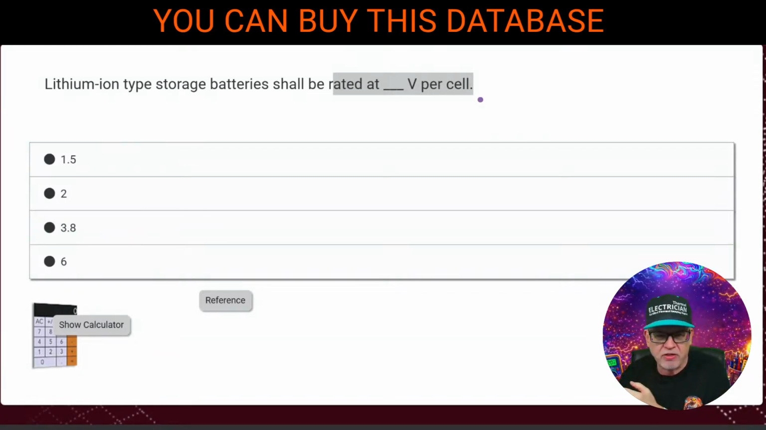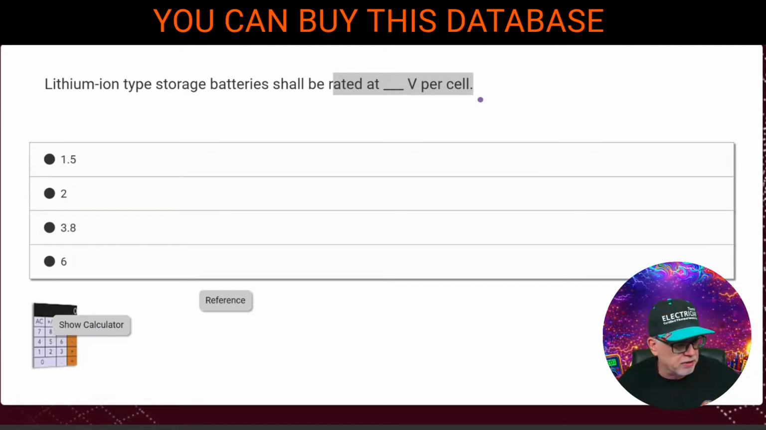You're going back, you're not going to see anything on lithium ion. You're not going to see anything on storage batteries. You're going to see batteries in 480, but nothing in there. You can get lost in that. That's batteries in general for the application, installation, and whatnot. Here, I'm just trying to find out what's the voltage per cell. So that is a voltage question, and that's covered over in definitions, Article 100. So we're going to go look at that.